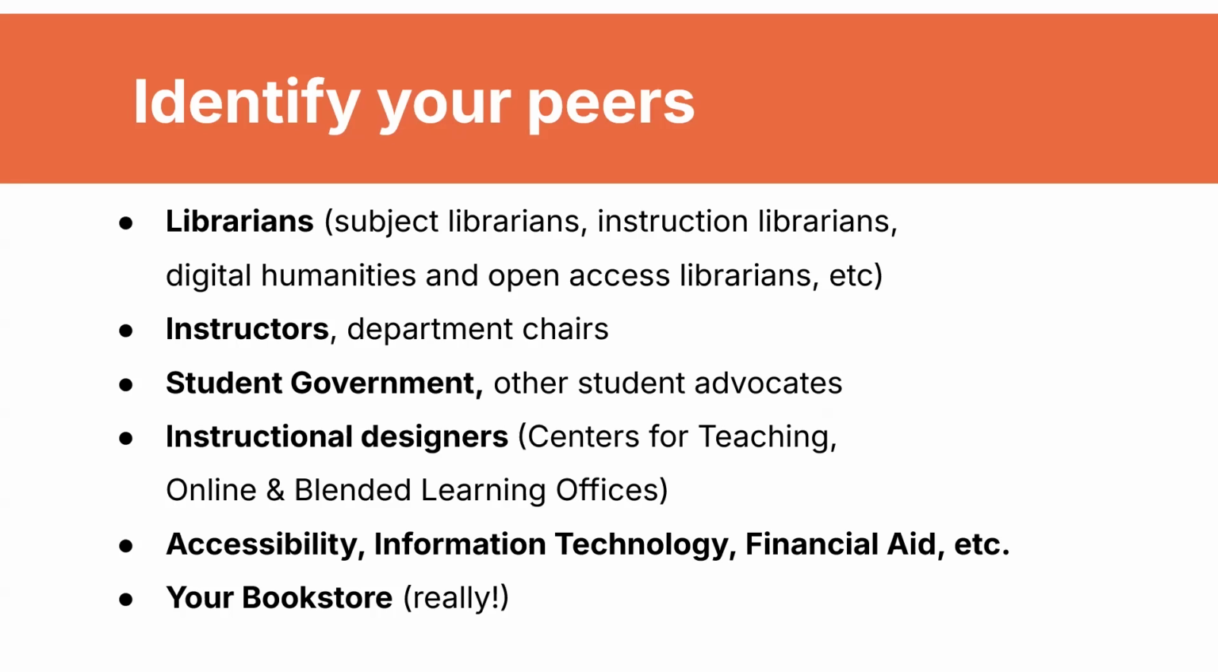And I did put "really" here because it's often concerning to people. My bookstore, really? I need to talk to them as a peer? Well, it depends. If you have an independent bookstore, it's owned by your university, they can often be really great partners. If your bookstore is owned by Follett or Barnes & Noble, maybe. It depends on the people working there. Get in touch with them anyway because it can still be useful to build connections so you can talk about data, you can talk about potential collaborations that might be useful down the line.